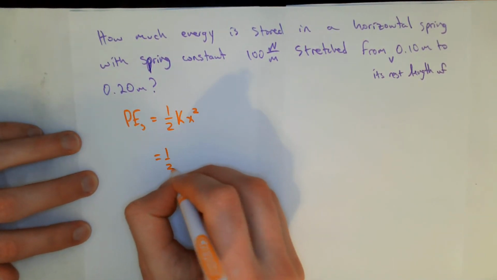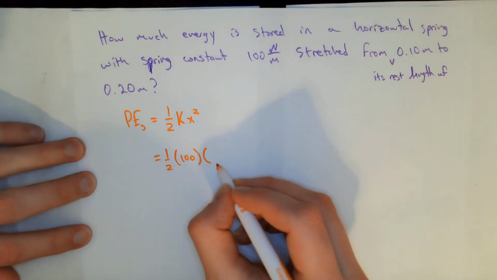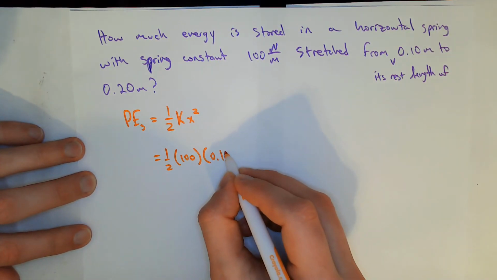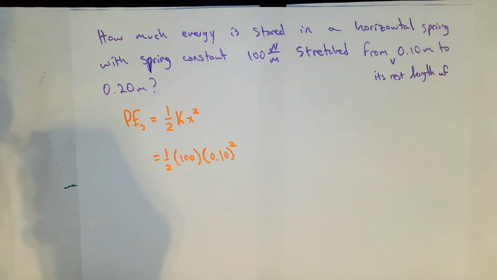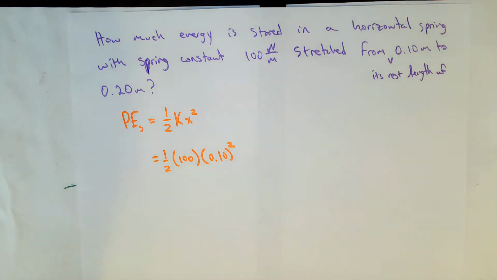So we'll say 1/2 k, which is 100, times delta x, or just x here, the position. So is it delta x or x? Well, I guess you could argue that it's delta x, but it's really just how far it's stretched from equilibrium, like the position it's at relative to equilibrium. If equilibrium is not 0, then you do have to do a little bit of subtraction to find out how far it is from that equilibrium point.